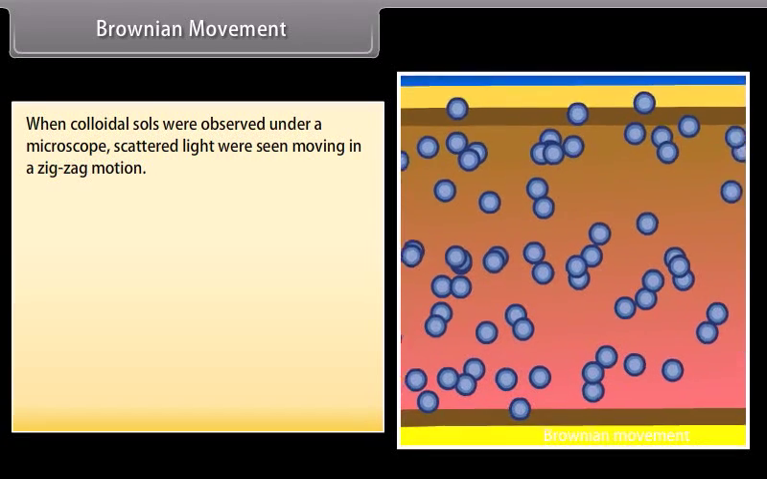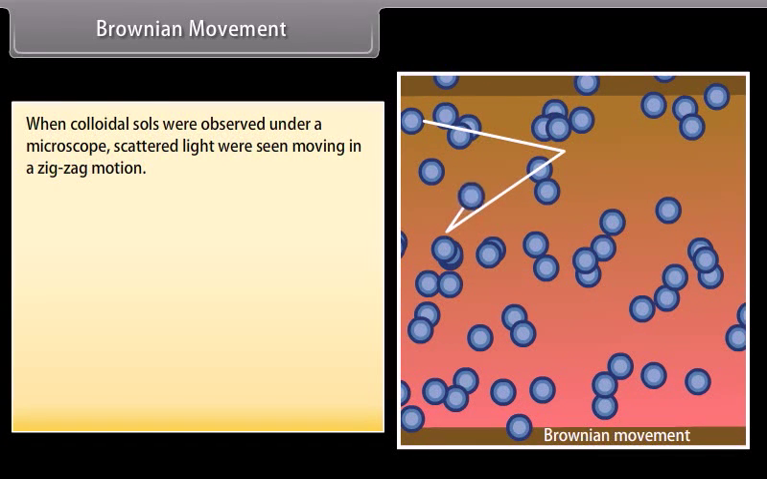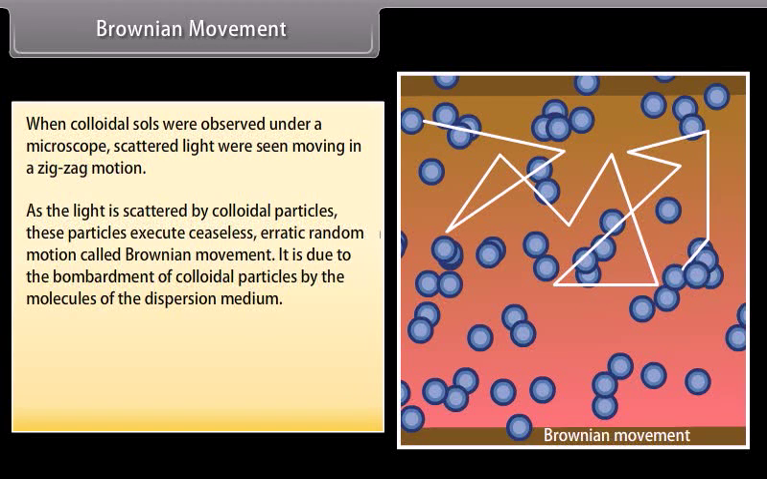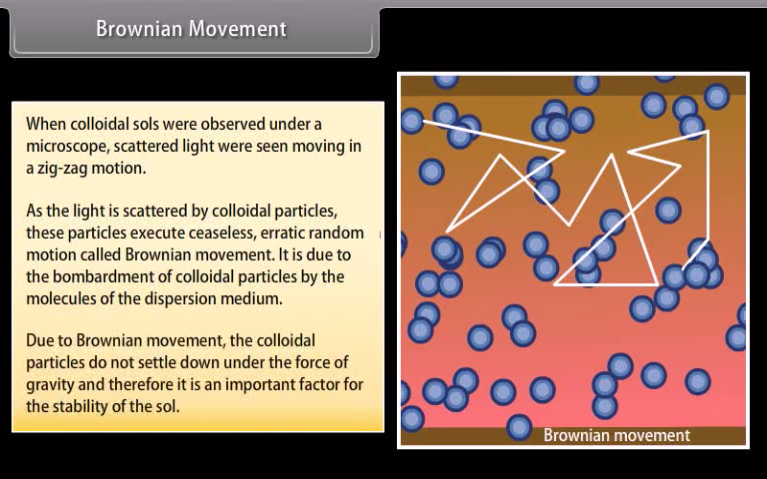Brownian Movement. When colloidal particles were observed under a microscope, scattered light was seen moving in a zigzag motion. As the light is scattered by colloidal particles, these particles execute ceaseless, erratic random motion called Brownian movement. It is due to the bombardment of colloidal particles by the molecules of the dispersion medium. Due to Brownian movement, the colloidal particles do not settle down under the force of gravity, and therefore it is an important factor for the stability of the sol.